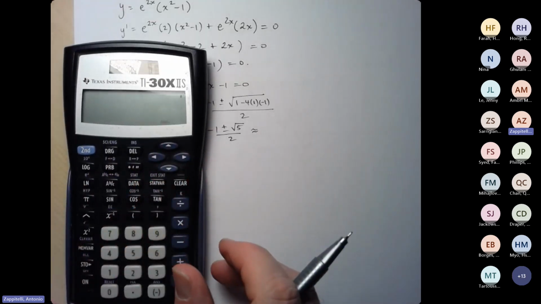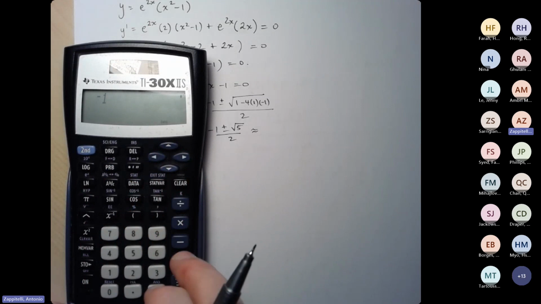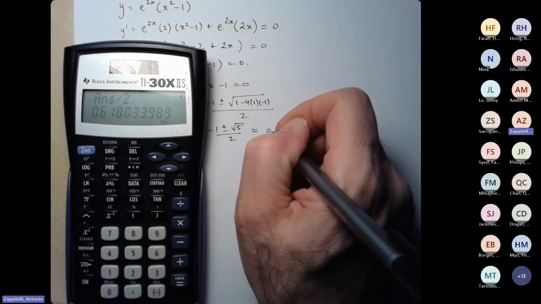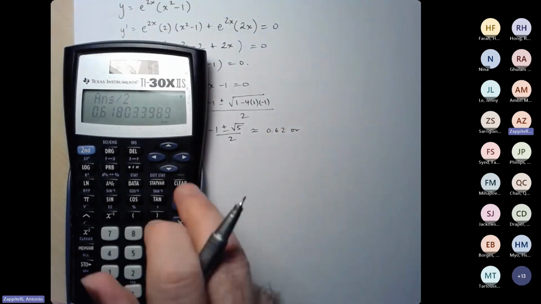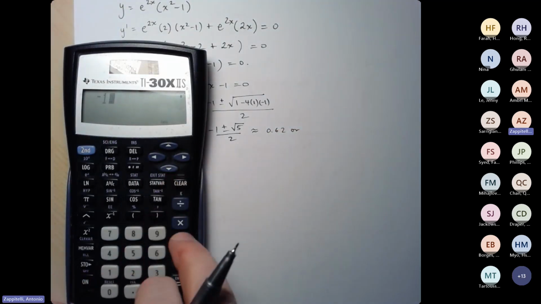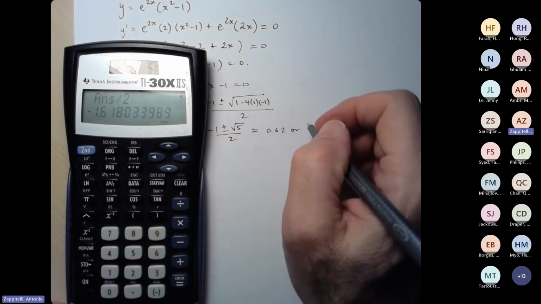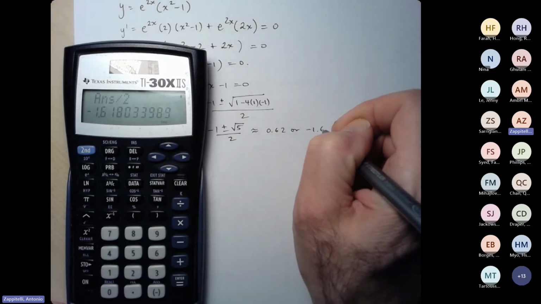So let's approximate that here, and you can do it. I'd really appreciate it if people do this with me in case I make a silly mistake. You're going to correct me. So -1 plus root 5 divided by 2 is about 0.62. And the second one, -1 minus root 5, divided by 2, is about -1.62.